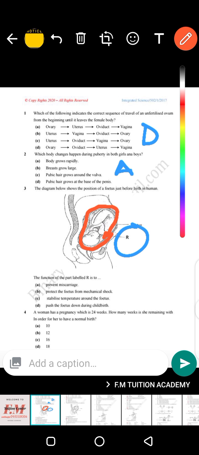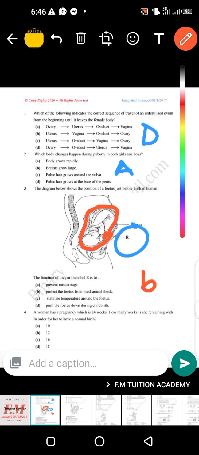this part always prevents the foetus from mechanical shock. So the answer is B. Okay? The answer is B here on question 3. Mechanical shock. So it prevents the foetus from mechanical shock. The answer is B.